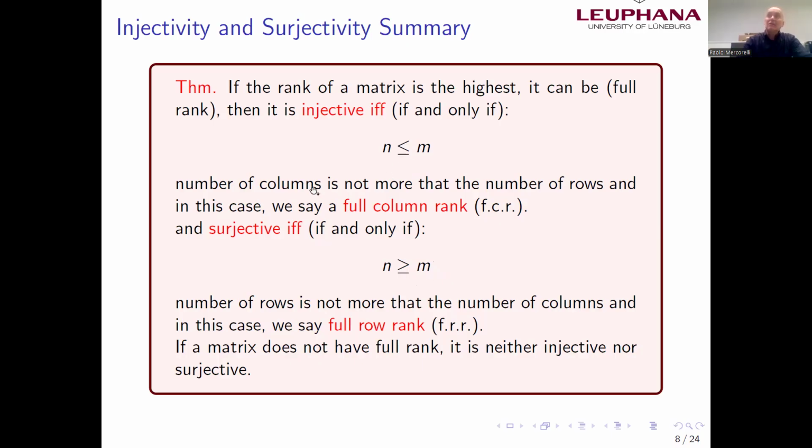N, if you remember, is the number of columns, excuse me, columns. M is the number of rows. In this case here we say that we are in the presence of a full column rank matrix. Here we say that it is full row rank. It's easy to do the exercise, no?